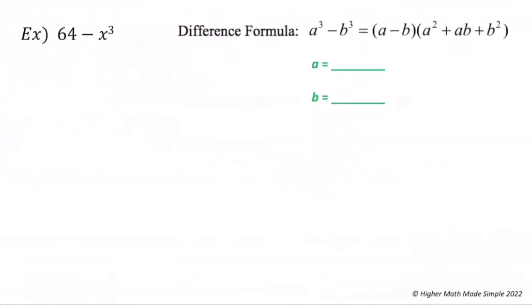Okay, so now let's try a difference of cubes formula. So A is going to be the cube root of 64. So what times what times what is 64? Well, again, you can either do the calculator shortcut, or on your calculator, you can try, okay, well, I know 3 times 3 times 3 is 27. Let me try 4 times 4 times 4, and it would work. So the cube root of 64 is 4.